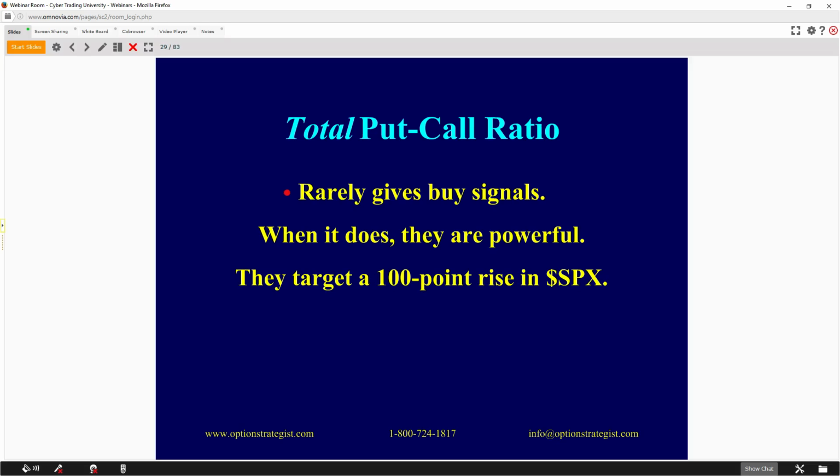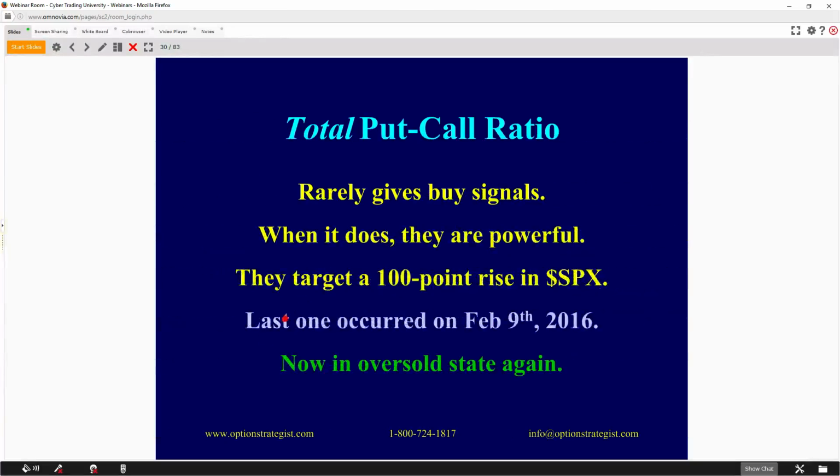This rarely gives a signal, and we only pay attention to buy signals here. The sell signals have not really ever been all that significant, but the buy signals are. In fact, when it does give a buy signal, it targets a 100-point rise in SPX. So right now, the last one occurred in February, and of course we had much more than a 100-point rise since then. But now we're in an oversold state.